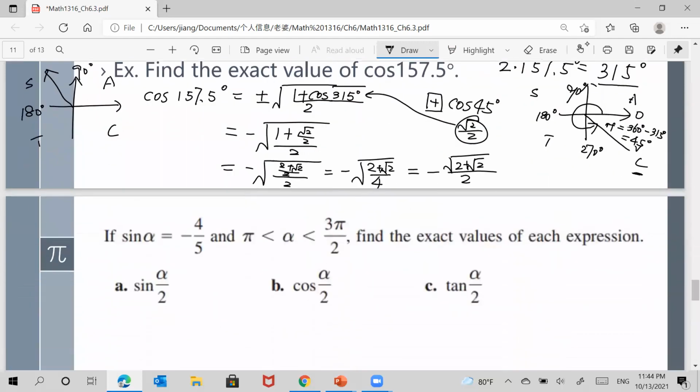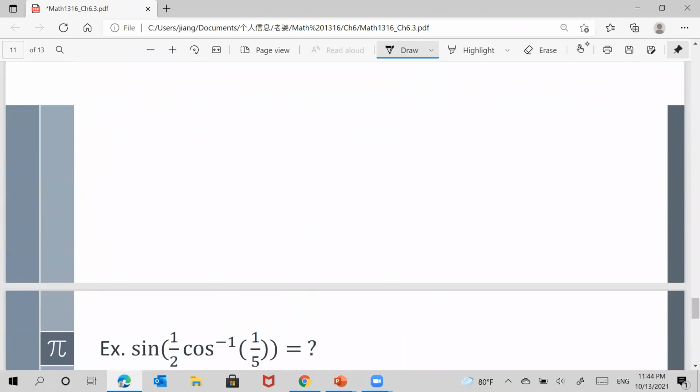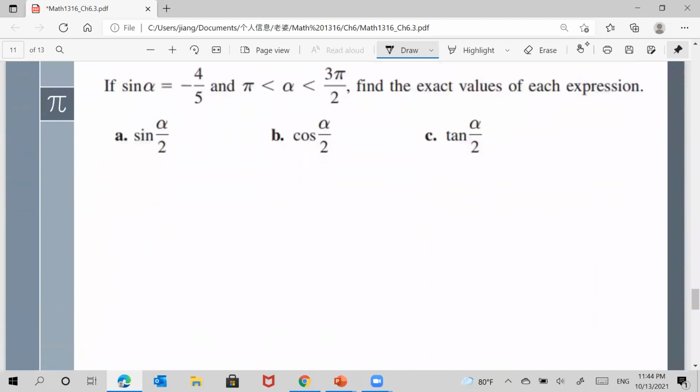Okay, let's move on to the next one. Is that the last one? No, we have 3 more questions. Let's see this one. So the given information is sine alpha is negative 4 over 5.